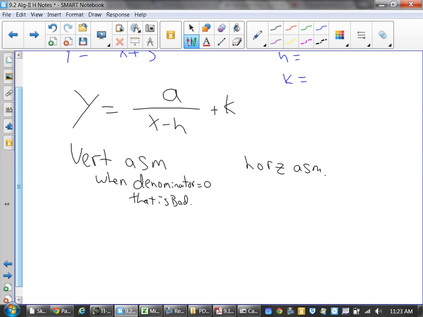So you don't want to have 0 in your denominator. And your horizontal asymptote is just move left and right. Now, what happens here with this generic form is that your vertical asymptote is always going to be x equals some number. If I set the denominator here equal to 0, what would the 0 of x minus h be?